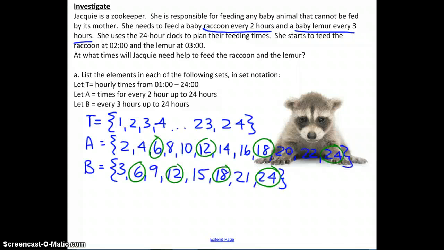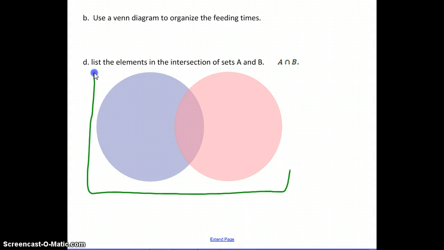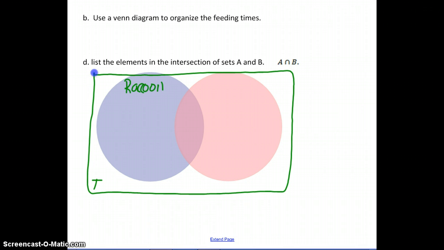Here we've written the elements in all of the different sets. T is your total hours, A is the feeding times for the raccoon, and B are the feeding times for the baby lemur. I circled all of the ones that are common between sets A and B. Let's organize these in a Venn diagram. There would be a part T that could have neither. There's also going to be the raccoon part, I think raccoon is two C's, and lemur.